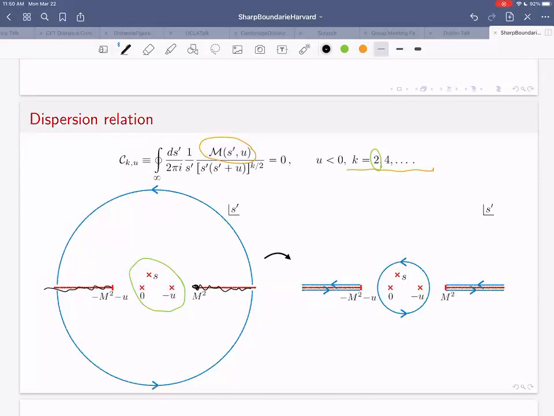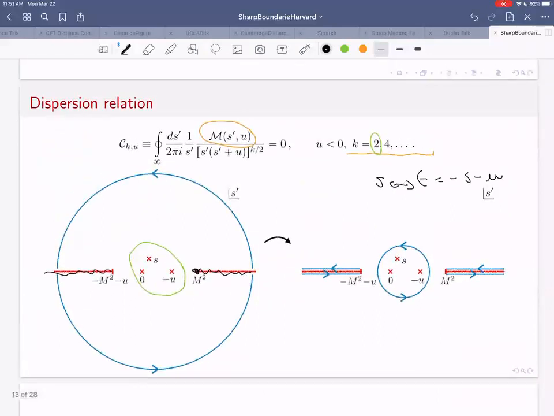Now, another small technical comment. Rather than just dividing by a power of S prime, we divide more symmetrically by a power of S prime times S prime plus U, because we want to preserve S to T crossing symmetry. This choice preserves S to T crossing symmetry. Moreover, we want to do so in a way that doesn't introduce any extraneous mass scales. So this is the only choice that is both crossing symmetric and doesn't introduce any additional scale.